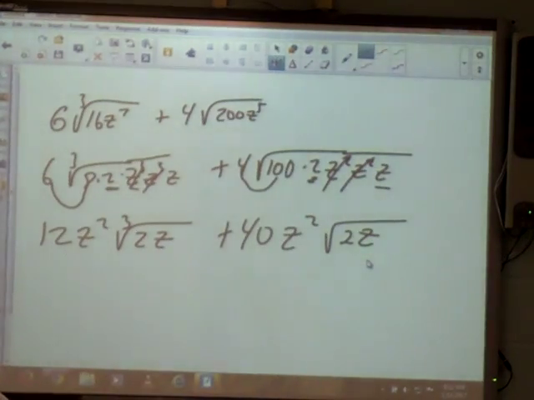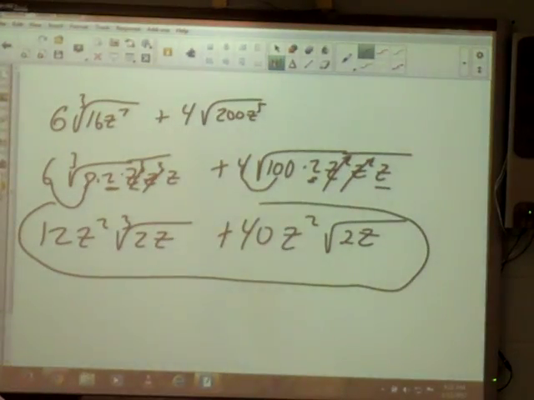That's as far as our book answer goes. I was thinking we might have to make them both be sixth roots and go farther, but that's as far as we got to go on that. Thank goodness.